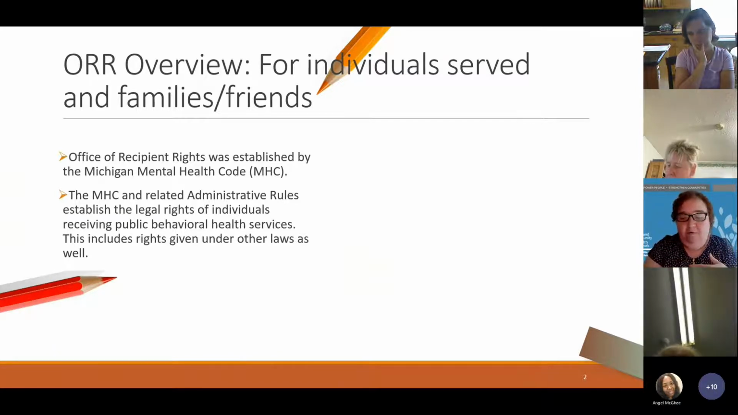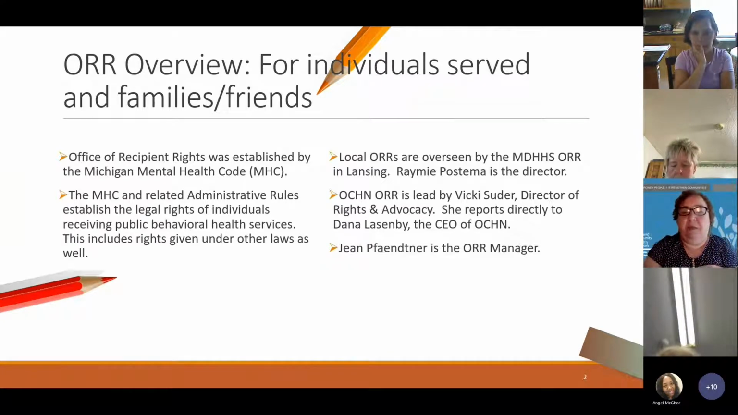We have an oversight. The people that are in charge of offices of recipient rights are up in Lansing at the Michigan Department of Health and Human Services. They have a master ORR team up there, and they're in charge of all the ORR teams that operate within the state of Michigan. Ramir Postima is their director up there.